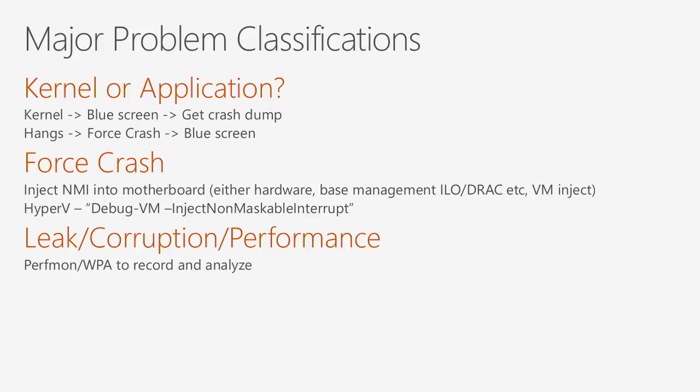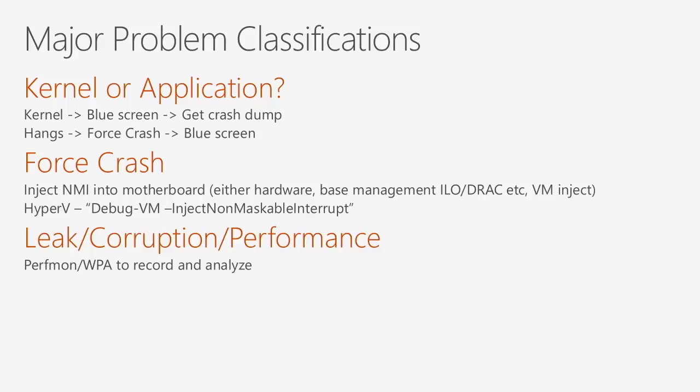All right. So all VMs have the ability, for example, in Hyper-V, you do a debug-vm command with -InjectNonMaskableInterrupt. It will force the VM to get an NMI. The other thing you need to do is set up the registry key first to say that when I get an NMI, I will do a crash dump. So every VM has to have that done.